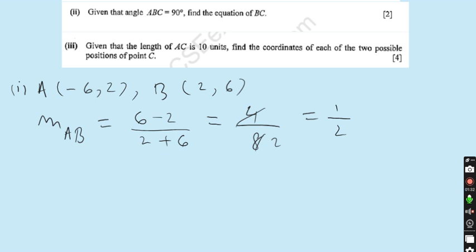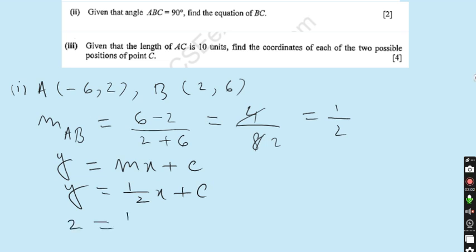We always use y - y1 = m(x - x1), or we can use y = mx + c. If you apply any equation, you will get the same answer. So y = 1/2 x + c. Now you need the value of c. So satisfy this equation by any one of the coordinates A or B. I am satisfying this equation by B (2, 6).